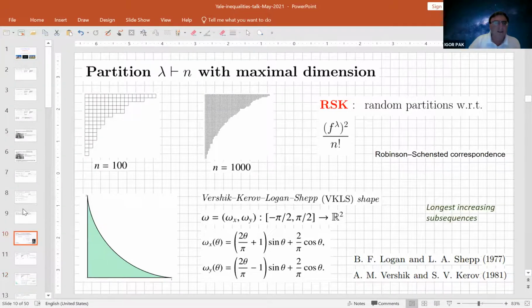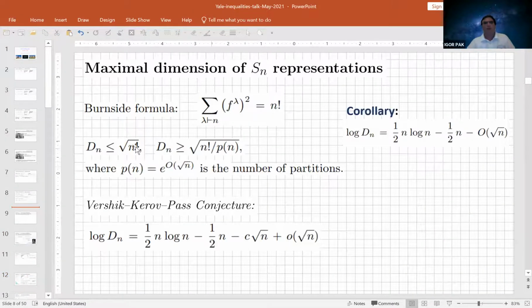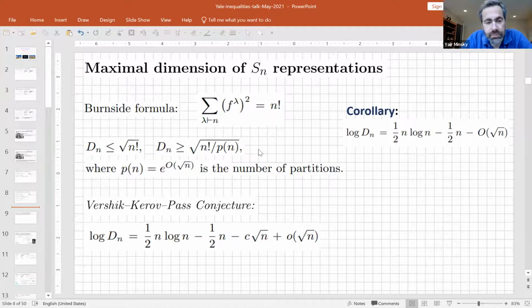I forgot. I think I wrote that before. Yeah, for maximal dimension, we already have upper and lower bounds. I'm just trying to understand, how do these random shapes interact with what you know about these bounds? Do they refine them, or what?